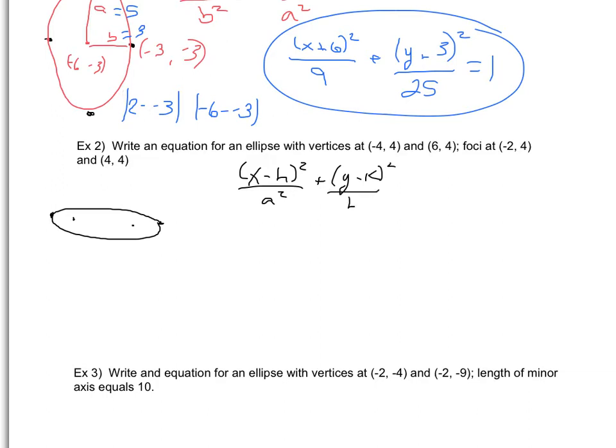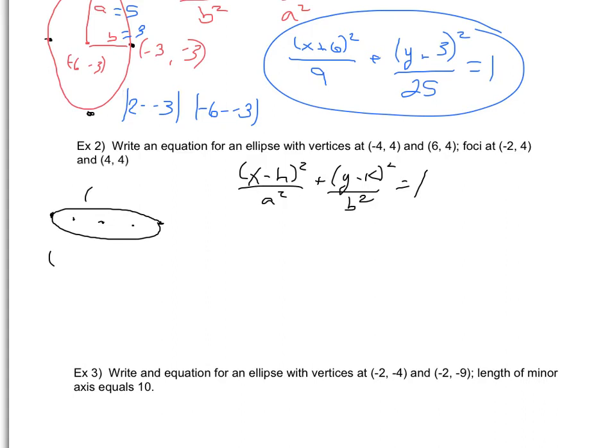And then my y would by default be over my b. It's equal to 1. So again, I have to figure out what a, b, h, and k are. So I can find my center, because my center is going to be the midpoint of this line here. However, because my center falls on the same horizontal line as my vertices, it's going to have the same y value as my vertices.